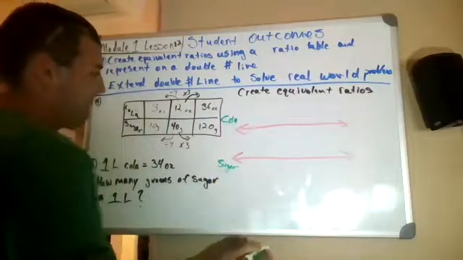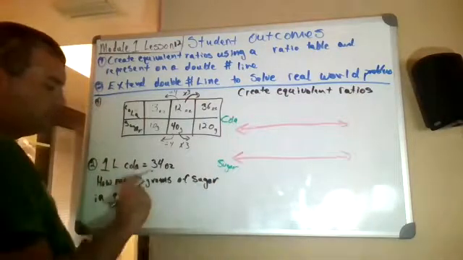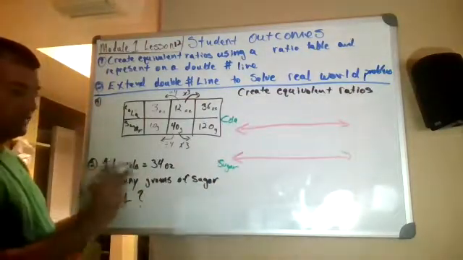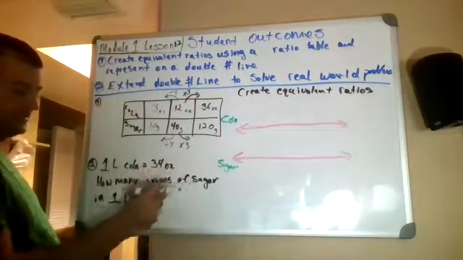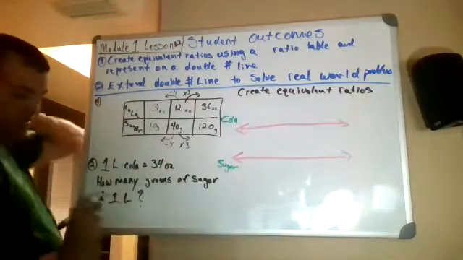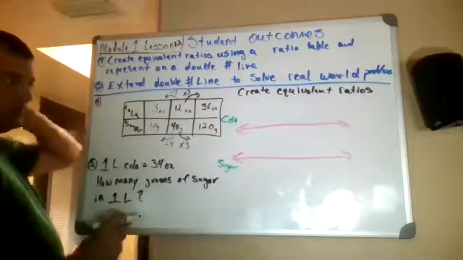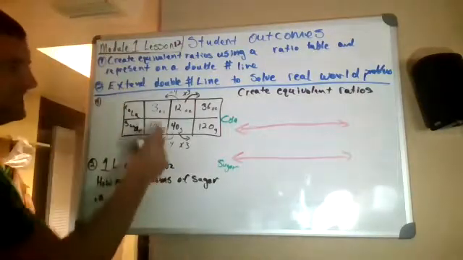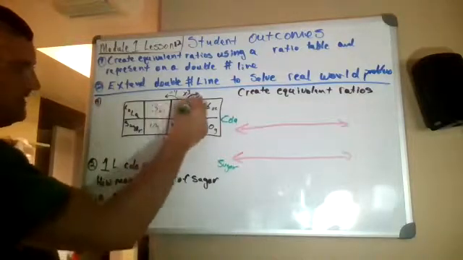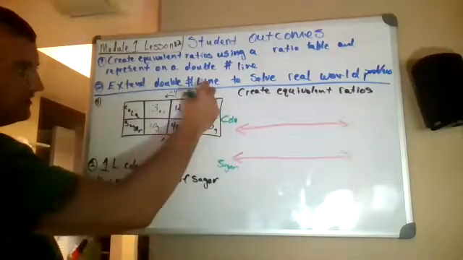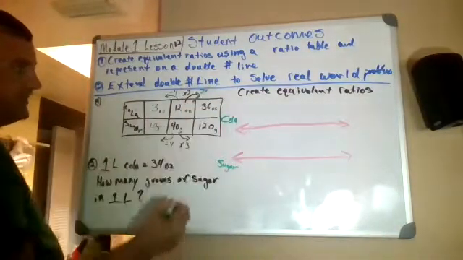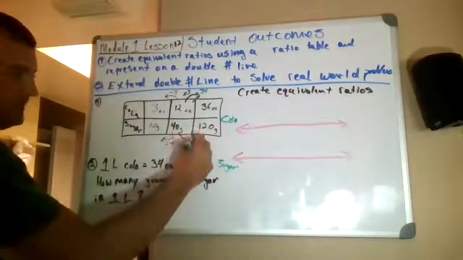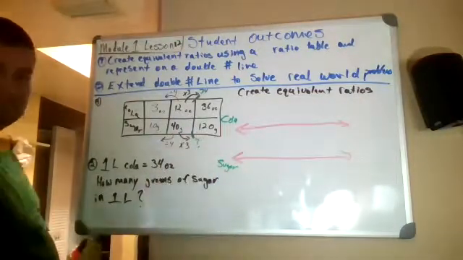Okay, there we go. Now, the question here says 1 liter of cola is about 34 ounces. How many grams of sugar are in 1 liter? Well, let's take a look. 34 ounces. That's going to be in between here. 34. Which means down here, we're going to have an I don't know answer.